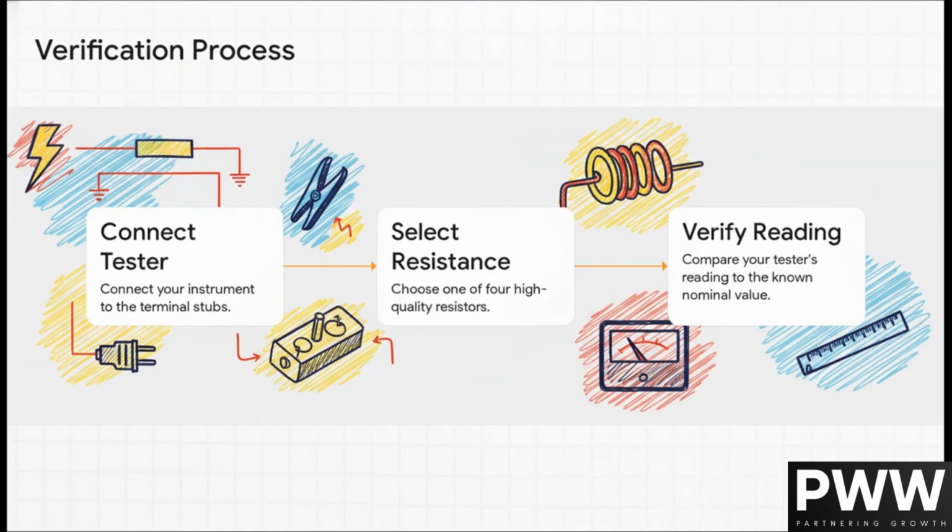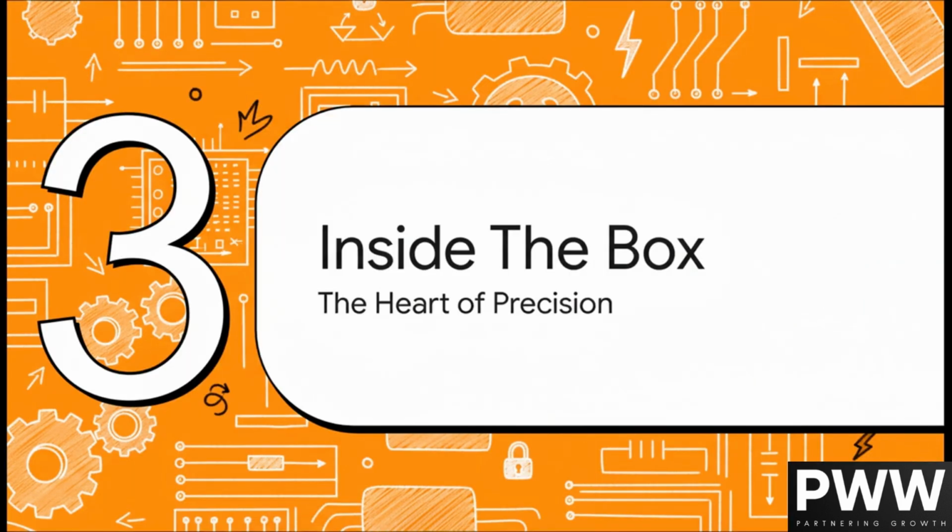And using it is just so straightforward. Seriously, it's a piece of cake. You just connect your insulation tester, turn the dial to pick a resistance value you want to check, and then you take a reading. If the number on your tester matches the number on the box, boom, you know your gear is accurate and ready to go. It's really that simple. But don't let that simplicity fool you. It hides some pretty impressive engineering.